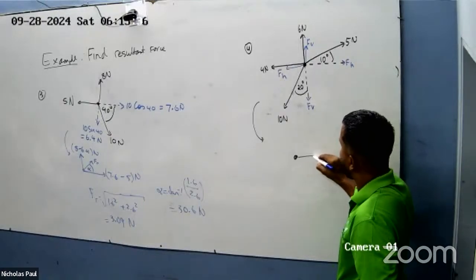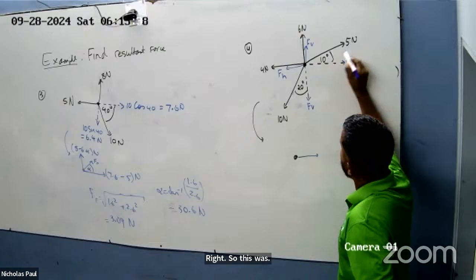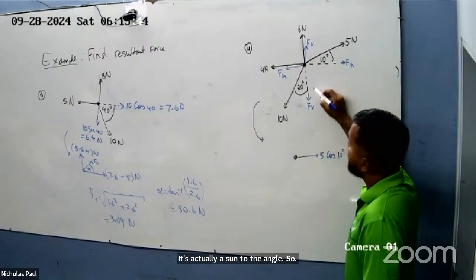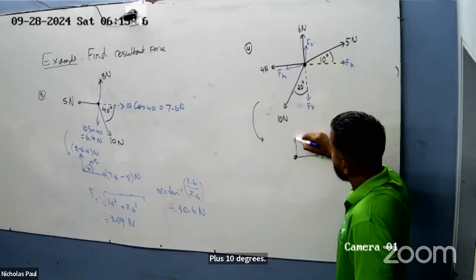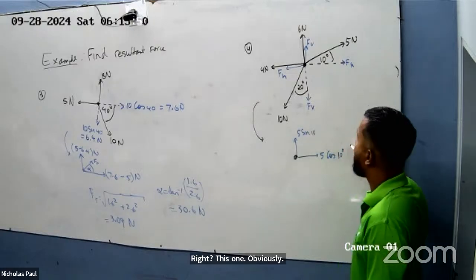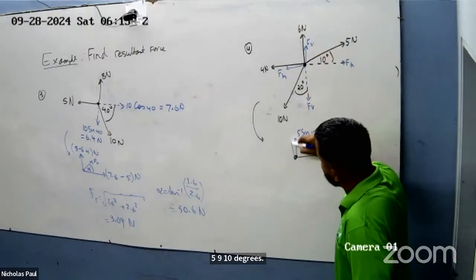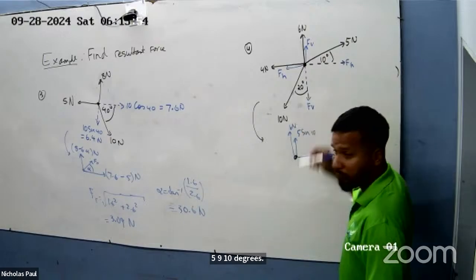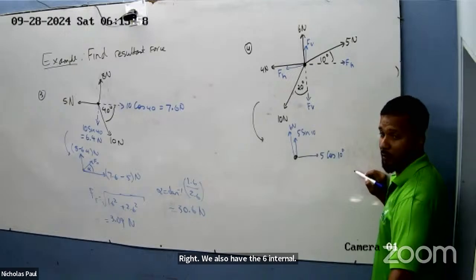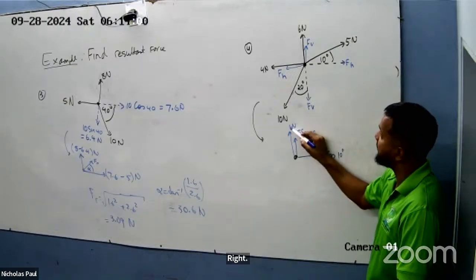Right, so this force is adjacent to the angle, so that'll be 5 cos 10 degrees. This one obviously, that'll be 5 sin 10 degrees. We also have the 6 newtons acting here.